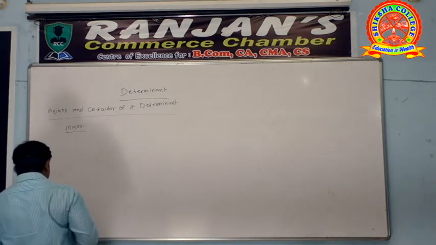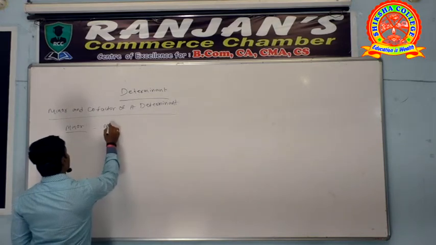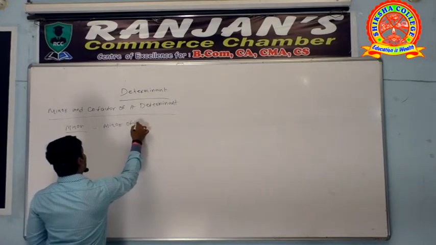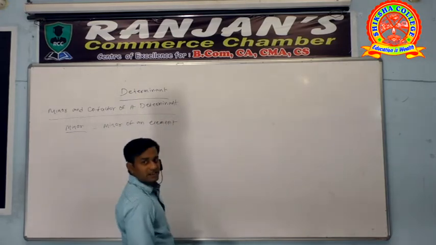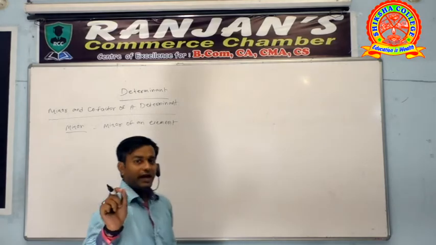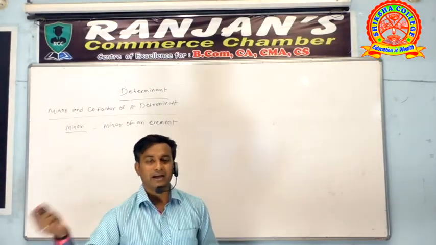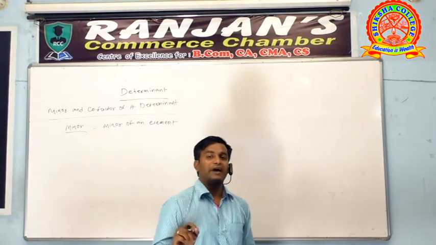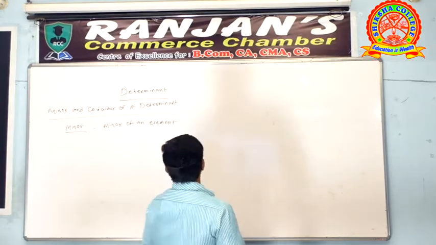Minor of an element, because an element means out of all the elements A11, A12, A13, A21, 22, 23, A31, 32, 33, we can find the minor of each and every element. Okay, clear? So what is minor?